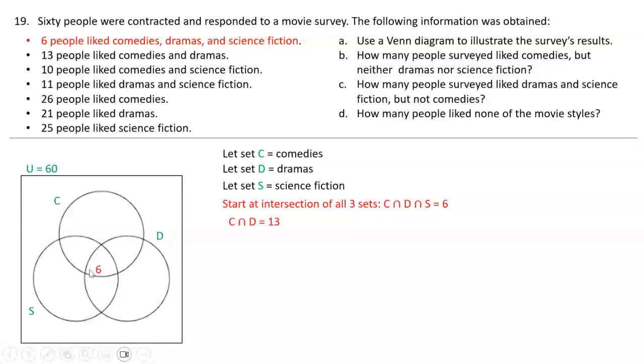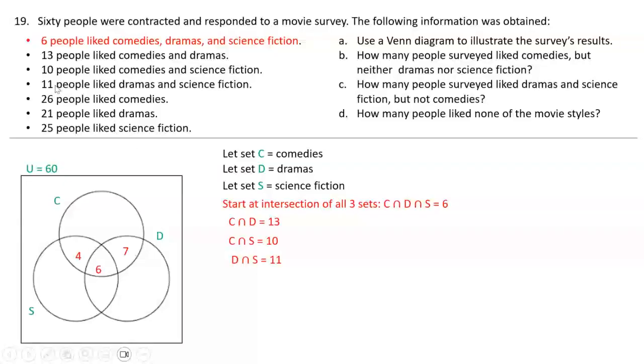So this is supposed to be 13 right here. So that's 6 already, this is going to be 7. Where do comedy and science fiction intersect? It will be 10. So this area here, guys, comedies and science fiction, will be this area here for the intersect. So this is supposed to be 10. Since this is already 6, this has to be 4.